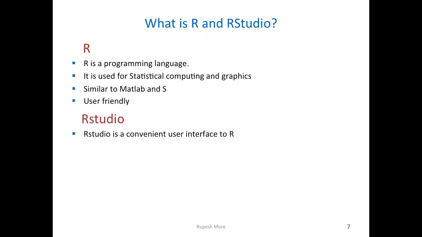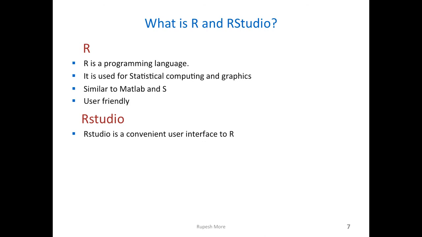Next, we'll see what is R and RStudio. So basically, R is a programming language, and it is used for statistical computing and for graphics. It's basically an analytical tool, which is similar to S and MATLAB. MATLAB is licensed software, so you have to pay for it, whereas R is an open source tool. And RStudio is basically a convenient user interface to R.